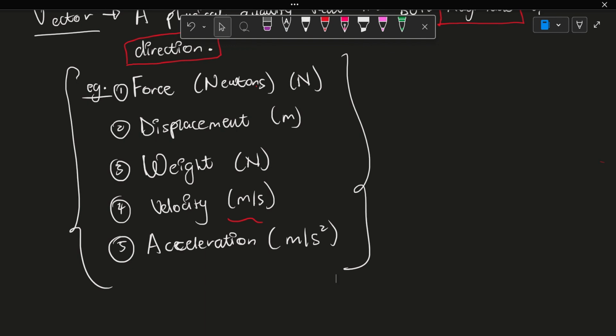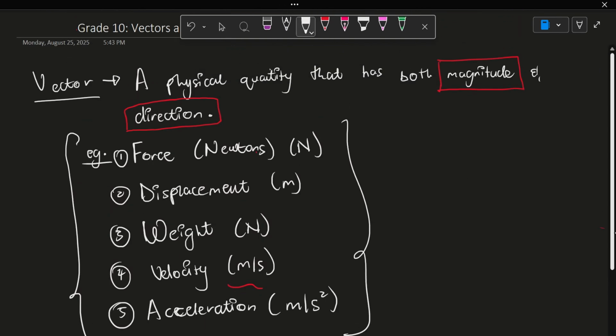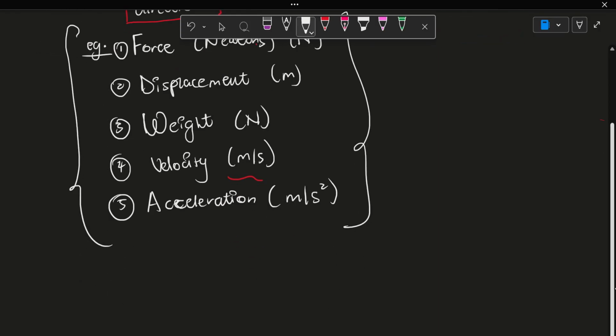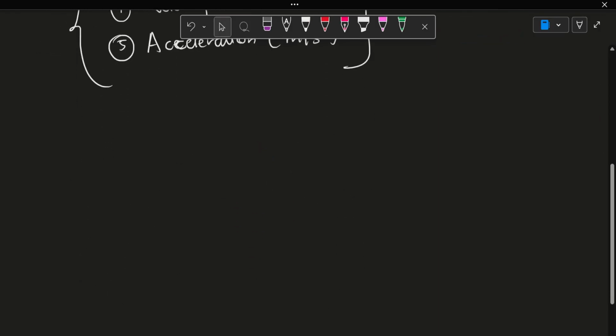So what did we look at? We looked at what a vector is, and what is a vector by definition? It is a physical quantity that has both magnitude and direction. And we look at the other guy over here, which we call a scalar.